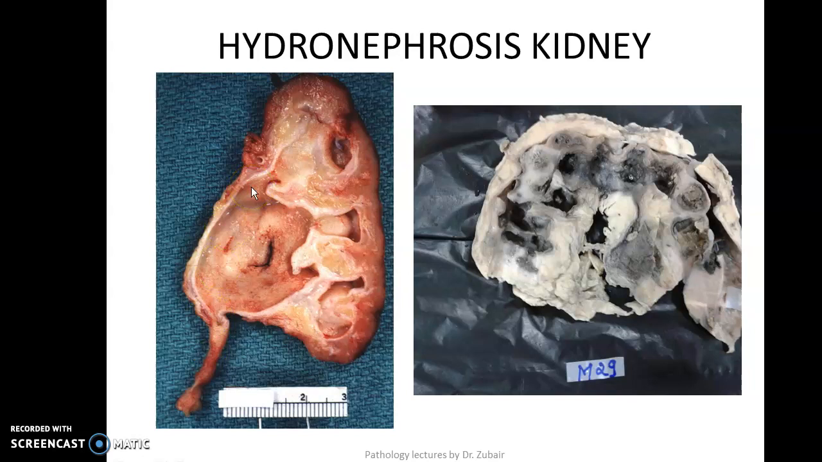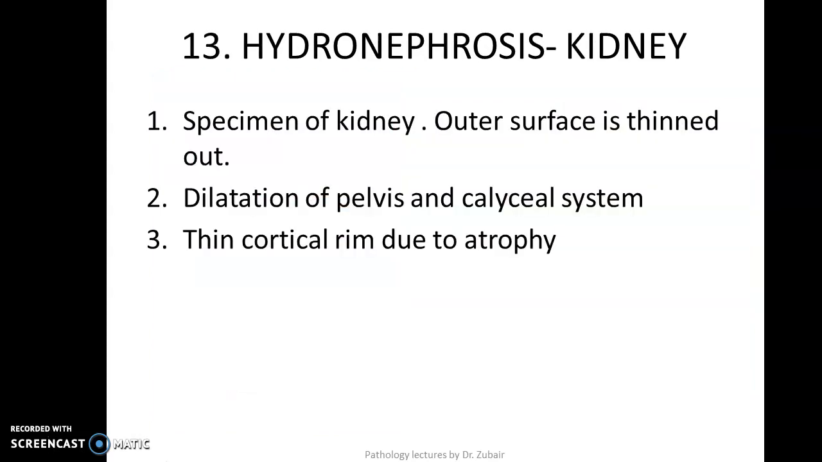So this is a specimen of hydronephrosis here also. If you look, you will just find that there is a rim of kidney here, dilatation of the pelvic calyceal system. Then the questions will be, what are the causes of hydronephrosis, bilateral hydronephrosis causes, unilateral hydronephrosis causes, that you will have to read, okay. So specimen of kidney, outer surface is thinned out, dilatation of the pelvis and the calyceal system, thin cortical rim due to atrophy.